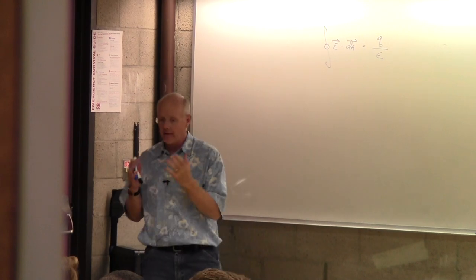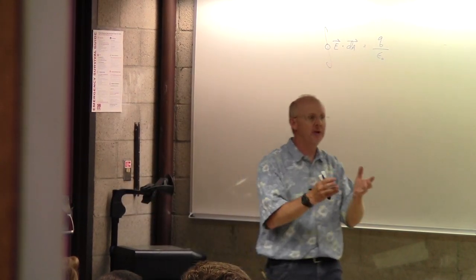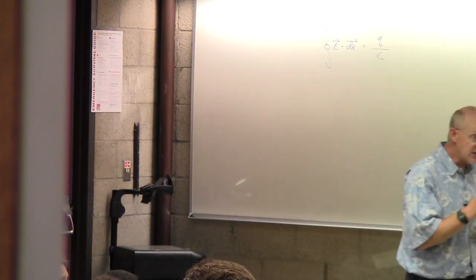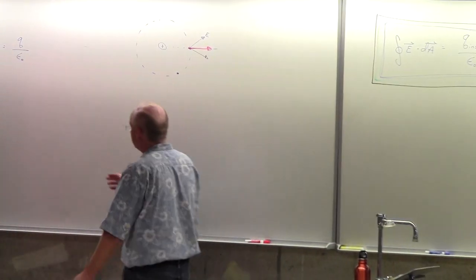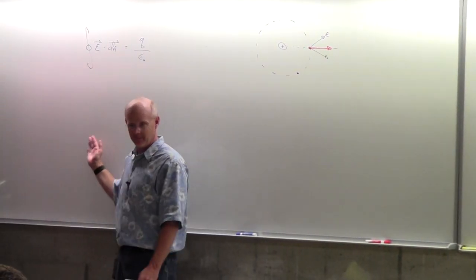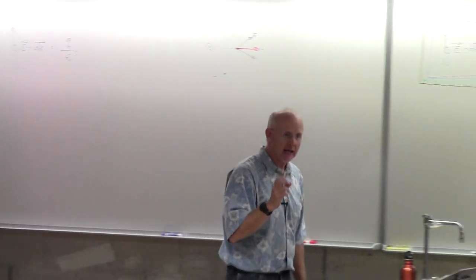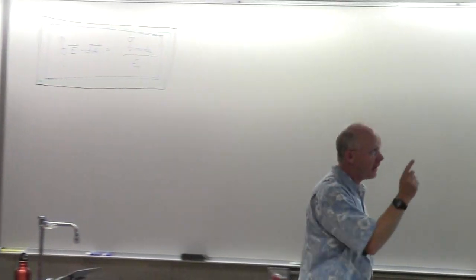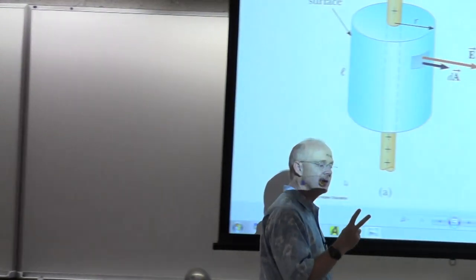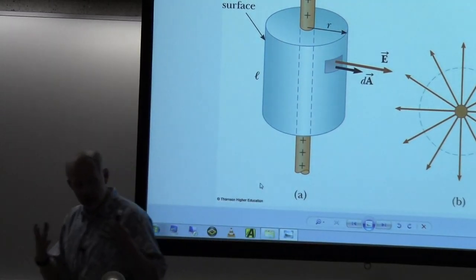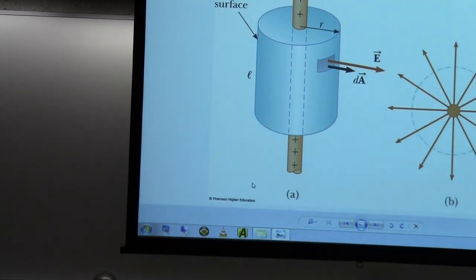And I can only do that from the symmetry argument, the visual picture, okay? And once I've done that, then this is going to be amazingly easy. But I got to do that. I got to say something about the strength of the field on the Gaussian surface, and I got to say something about the direction. And with a lot of symmetry, that's pretty easy to do. So now I'm going to finish the problem.